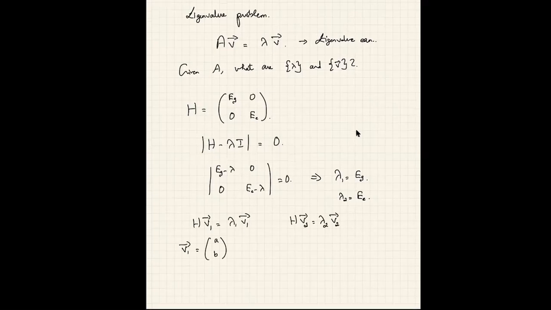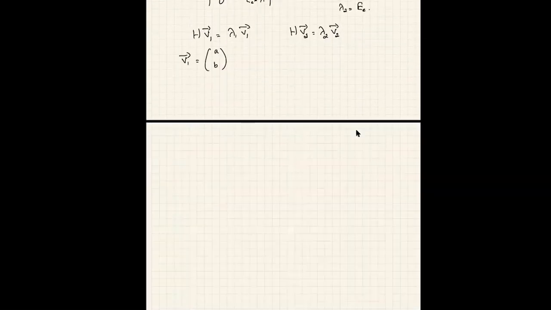So how do I do this? I'll simply plug V1 equals (A, B) into the eigenvalue equation. So the eigenvalue equation is H V1 equals lambda 1 V1: H is (Eg, 0; 0, Ee), acting on the vector (A, B), equals lambda 1, which is Eg, acting on (A, B). The left-hand side is a 2 by 2 matrix times a column vector, so the left-hand side is also a column vector with 2 entries. The right-hand side is also a column vector with 2 entries. If 2 vectors are equal, then each of their corresponding components or entries are equal.